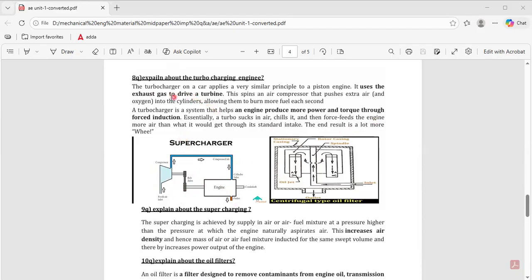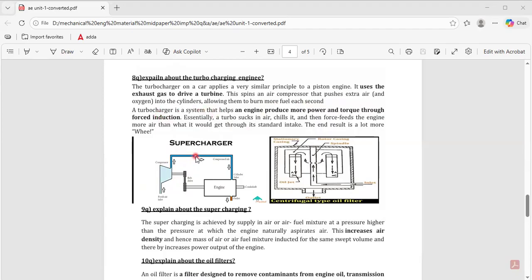In a one-line answer, I would say the turbocharger in a car applies a very simple principle to piston engines. It uses the exhaust gas to drive a turbine. The exhaust gas which is going outside is rotating the compressor, so no extra energy is needed. The gas leaving the engine rotates this compressor, which draws in fresh air from the outside. This spins an air compressor that pushes extra air into the cylinder.